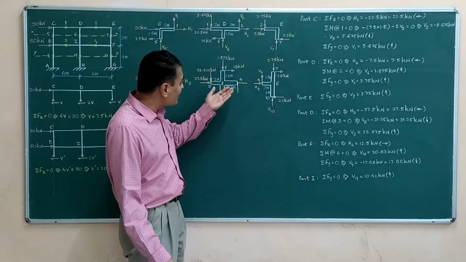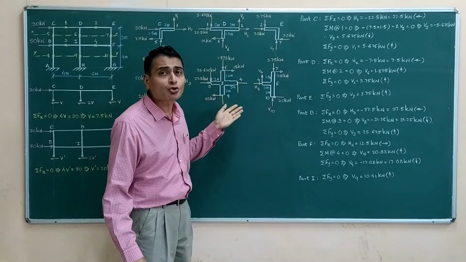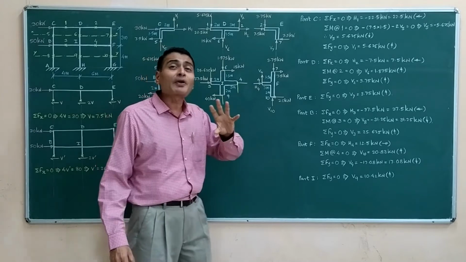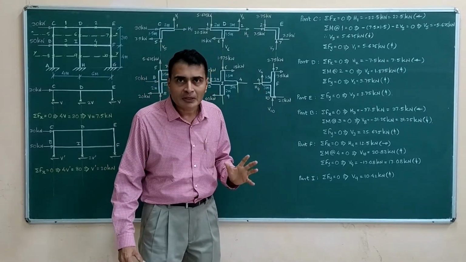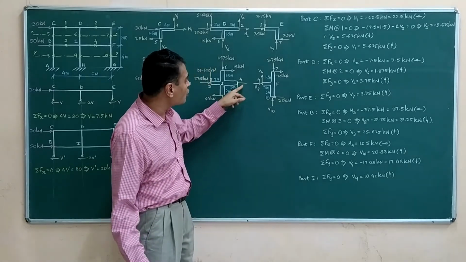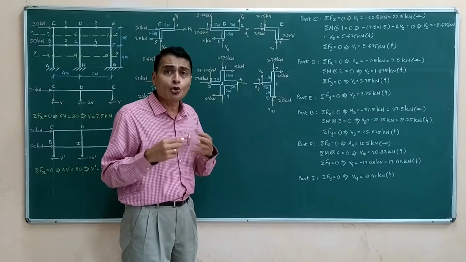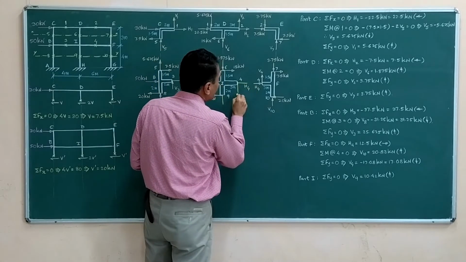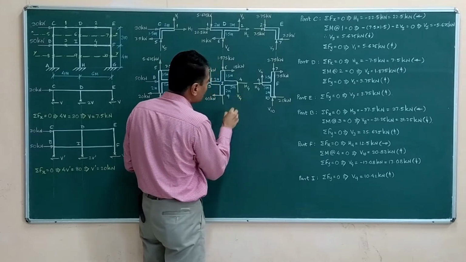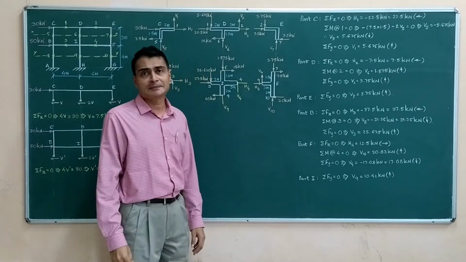Clearly you can see that there are so many forces around and so many distances to take care of. Applying particularly the sigma M equation will be quite a headache. And that is the reason I have not shown arrowheads. I have just shown line segments to indicate that I am yet to find H4, I am yet to find vertical at 4, I am yet to find vertical at 9.